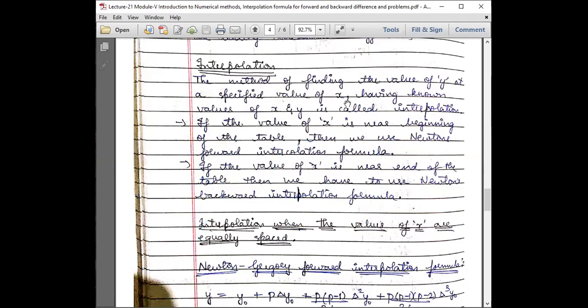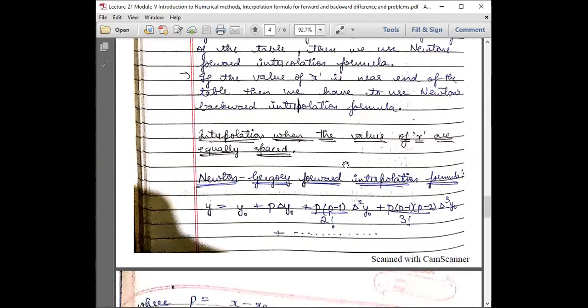So interpolation means we just have to find the values of y by using the specified values of x. Having known values of x and y is called interpolation. So the first condition: if the value of x is near the beginning of the table, then we have to use Newton's forward interpolation formula. I will explain this in the next problems. Similarly, if the value of x is near the end of the table, then we have to use Newton's backward interpolation formula. I will explain this in the next problem section-wise.